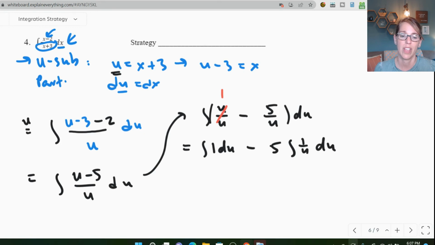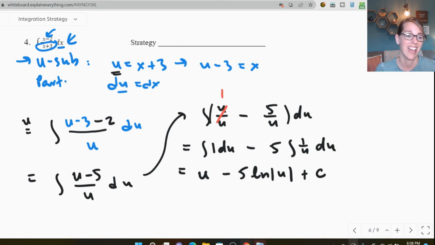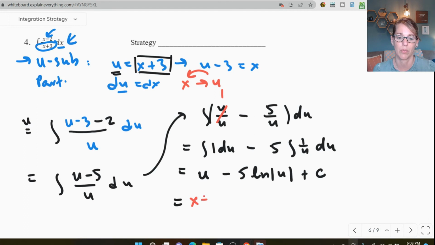Integrate that 1 du and I just get the variable back, u, minus 5. The integral of 1 over u is the natural log of u. I don't know if u is positive or negative, so I better put absolute value bars around that one, plus c. I have gone from variable x to variable u, so I need to get myself back to variable x. u is equal to, where's my u? There it is, x plus 3. So wherever I see a u, I'm going to write an x plus 3. So this is getting myself back to x. Minus 5 natural log, there's another u, x plus 3, and then, of course, plus c.